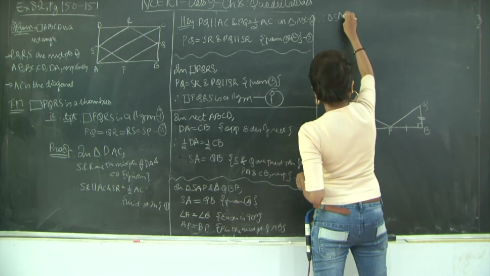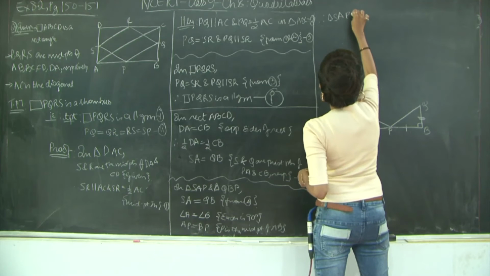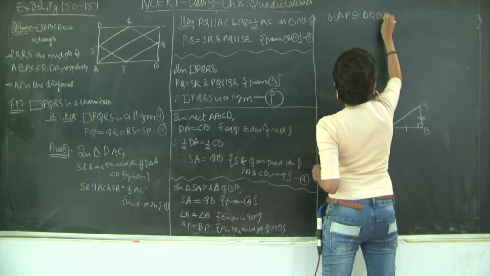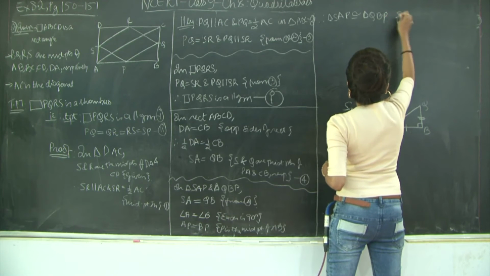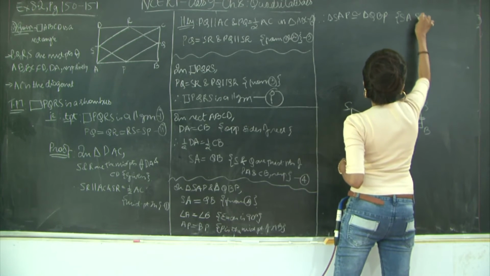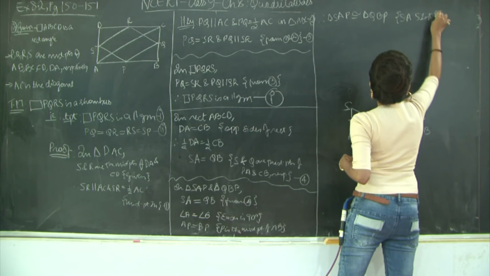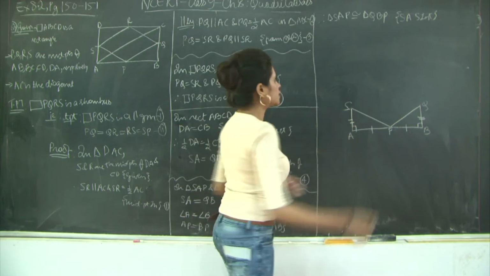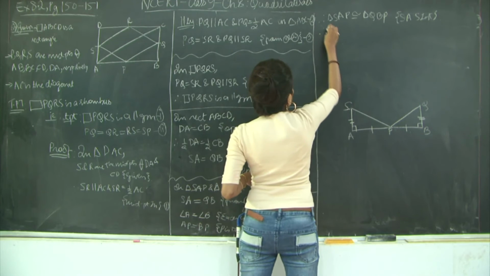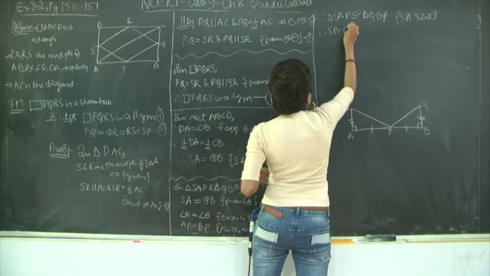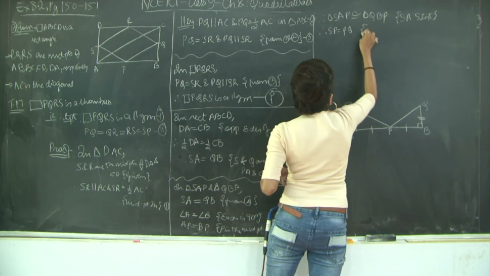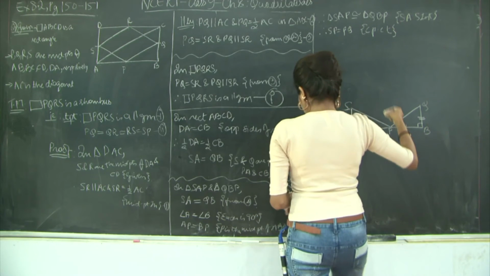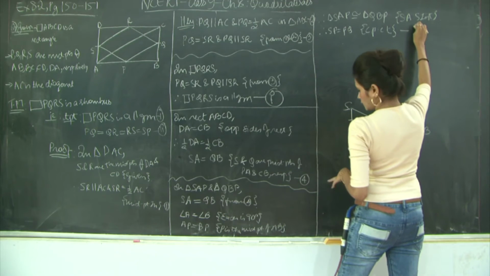Therefore, triangle SAP is congruent to triangle QBP by SAS test. Therefore, let us write that SP is equal to PQ. Why? Because corresponding parts of congruent triangles, CPCT. Let us mark this as 5.